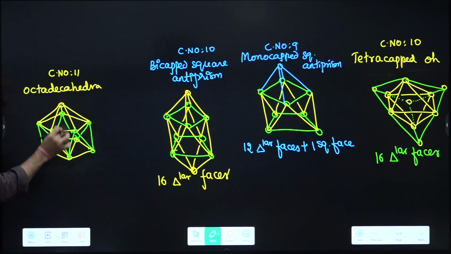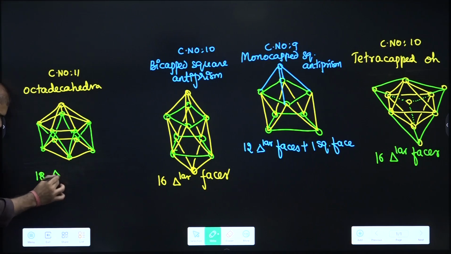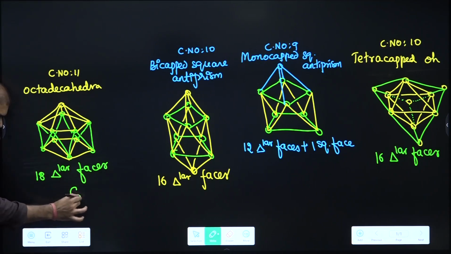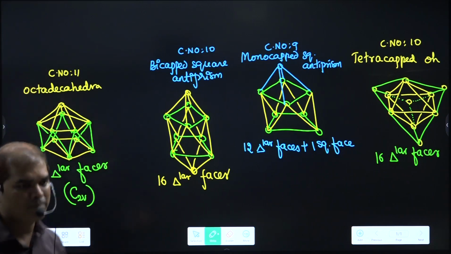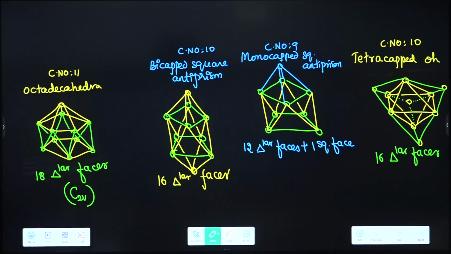Below there were already 3. Above there are 5. So altogether there are 18 triangular faces. It is a little bit difficult to visualize this, but it belongs to the C2v point group. Octadecahedra.